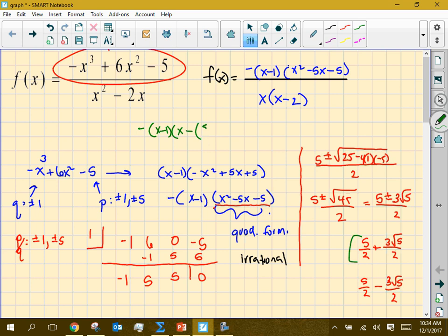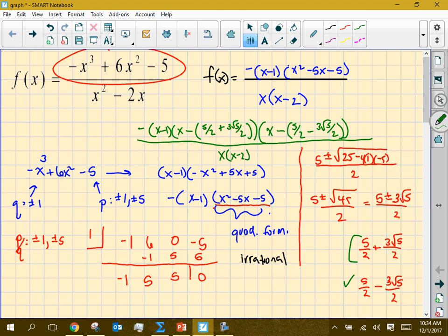So I'll put that in parentheses, 5 halves plus 3 radical 5 over 2, and then x minus that thing, so 5 halves minus 3 radical 5 over 2. And then the denominator is going to be this x over x minus 2. Okay, so this thing here in blue and this thing here in green are identical.